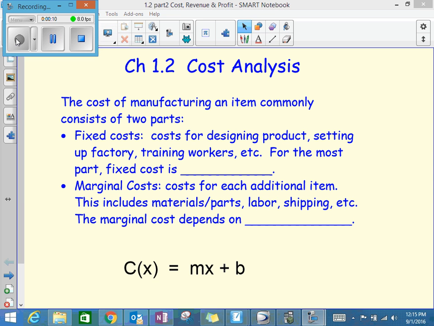Okay. All right. So now we are looking at 1.2. We're still in the same section, still linear functions, but instead of supply and demand, we're looking at cost, and then we're going to look at revenue and profit.